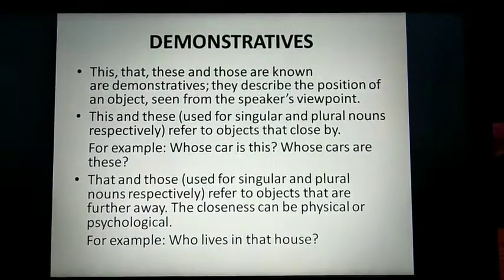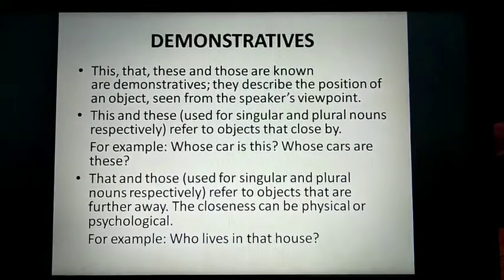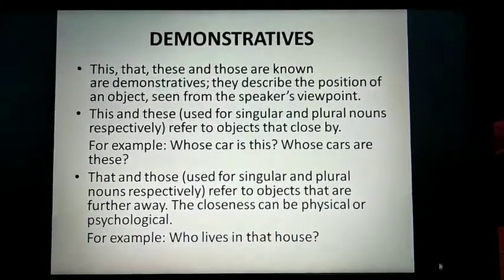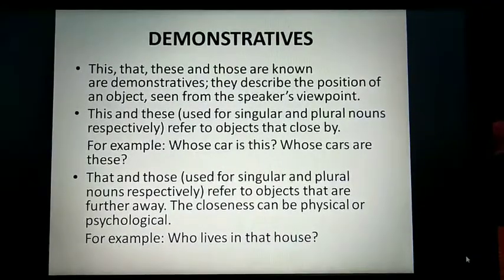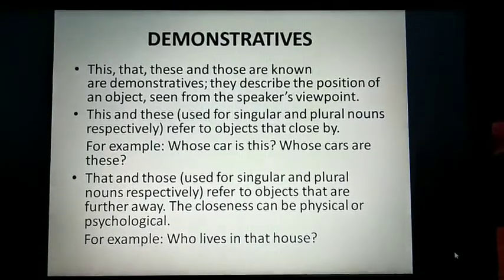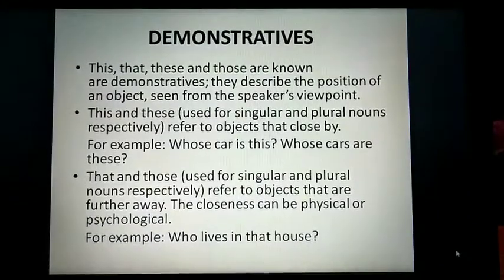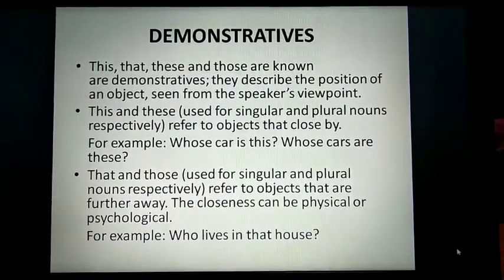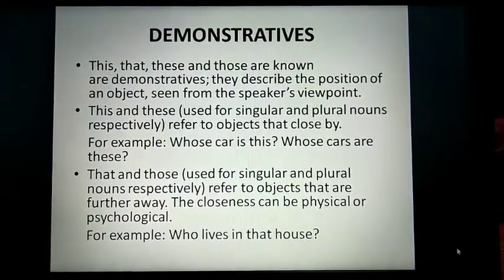That and those are used for singular and plural nouns respectively, and they refer to objects that are far away. For example, who lives in that house? Here the closeness can be in a physical way also, or it could be psychological.